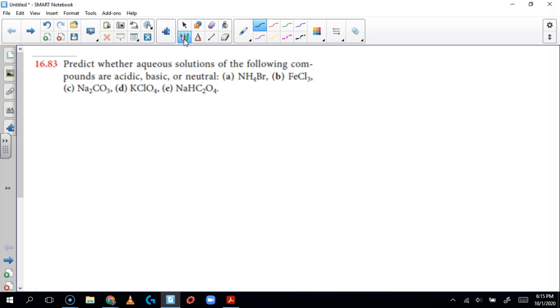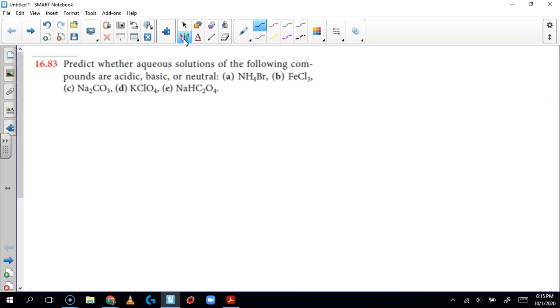Hey everybody, I just wanted to spend a little time going over Brown-LeMay-Bursten 16.83, and this is where we decide if ions, or things that we normally consider as ionic compounds, actually have an acidic, basic, or neutral pH.